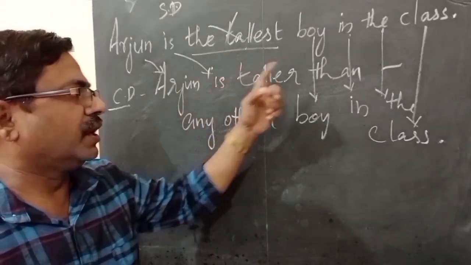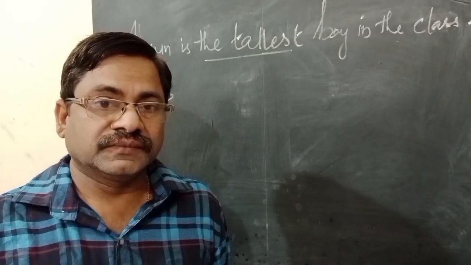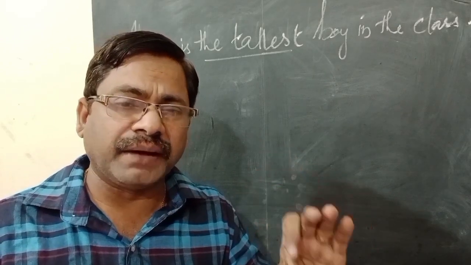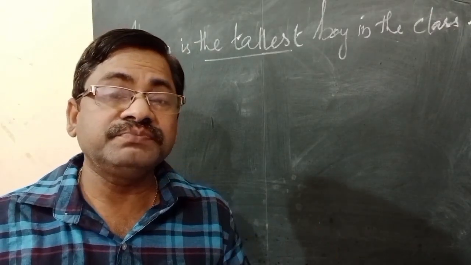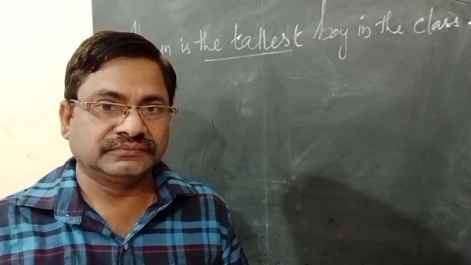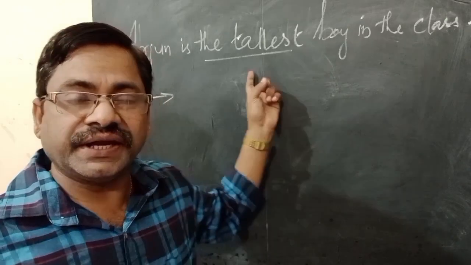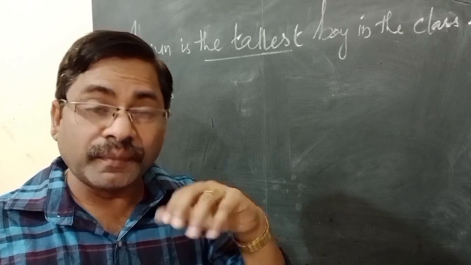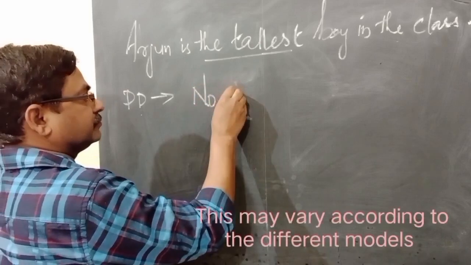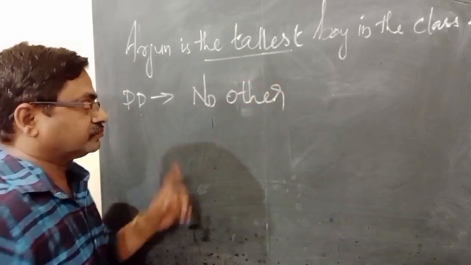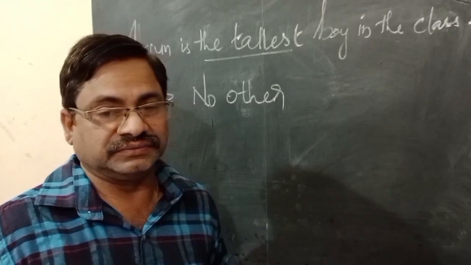See, Arjun is taller than any other boy in the class. So positive degree. Unlike the superlative degree and comparative degree, the positive degree should not be started with subject and verb. It should be started in a different way. In this case, we can start our positive degree with "no other." In order not to change the meaning, we are using this construction, no other.